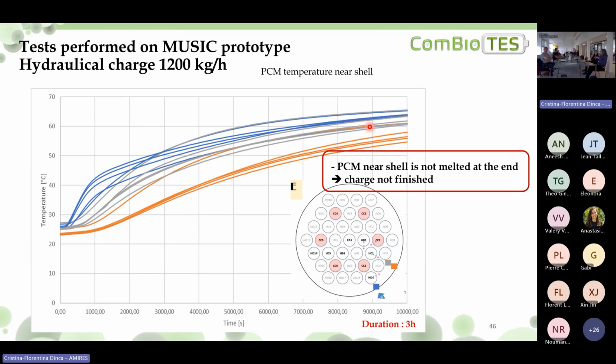When the PCM is within the fins, we have an effective thermal conductivity that is not so bad, around 10 watt per meter per Kelvin. But when the PCM is free, so there is only PCM, it's not conductive. The conductivity is below 1 watt per meter per Kelvin, so it takes a long time to melt it. So it means that charge is not finished after 3 hours.